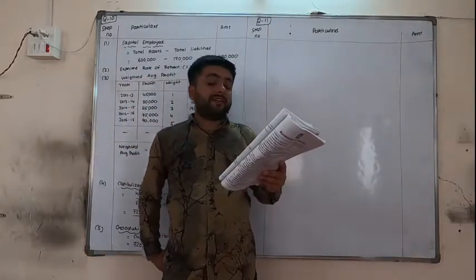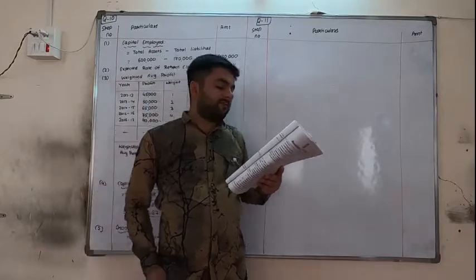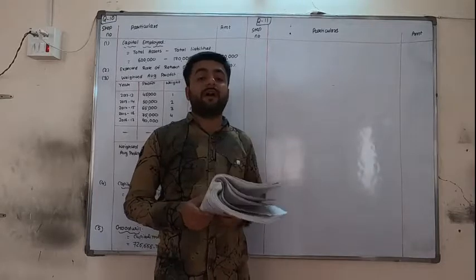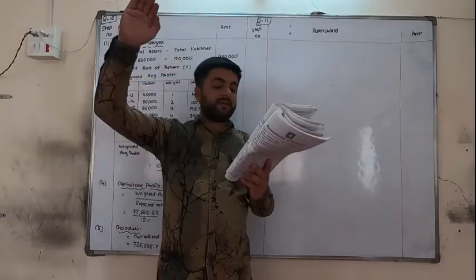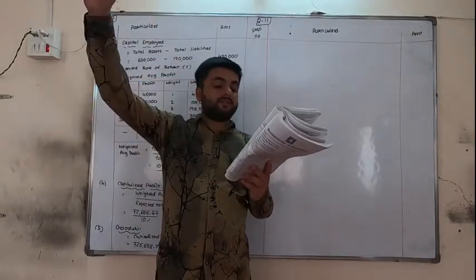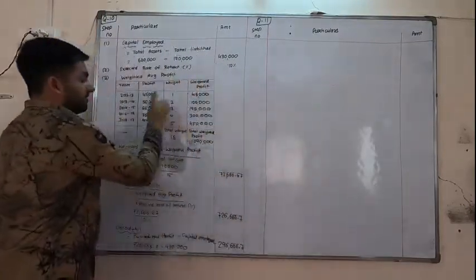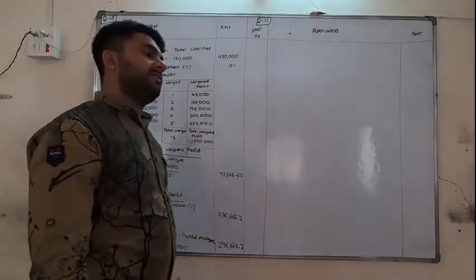Okay. So capital employed is given directly, expected rate of return is given, and the last 5 years' profit. Now first we will do the profit. It is 1 lakh, then increase to 140, then decrease to 130, then increase to 150, then increase to 150. So there is increase and decrease, so weighted average profit is not possible. We will use average profit.